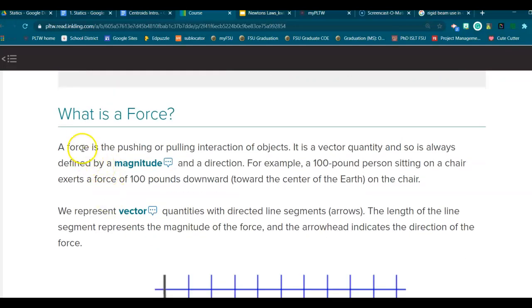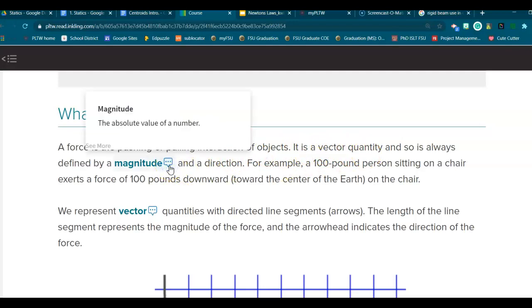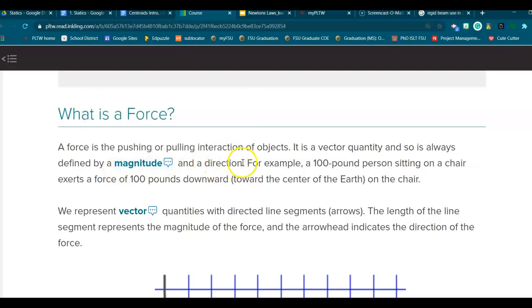So let's look at forces. What's a force? A force is pushing or pulling, an interaction of objects. It's a vector quantity, so it's always defined by magnitude, the absolute value of a number, or the easy one, how much? So it has a magnitude and a direction. So how much and how far? That's what we want to know.